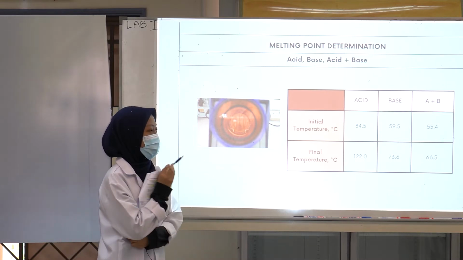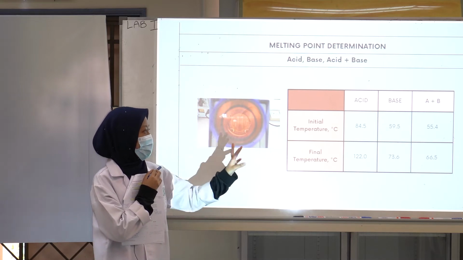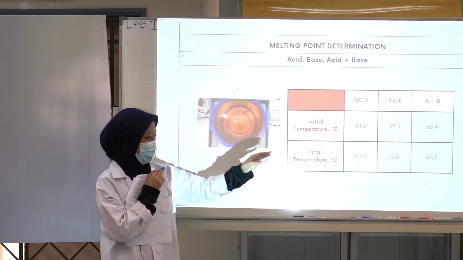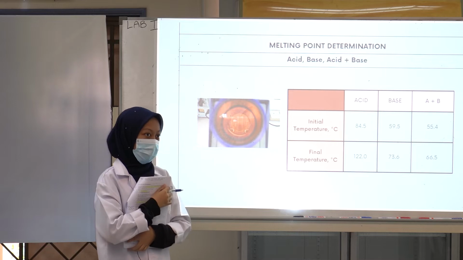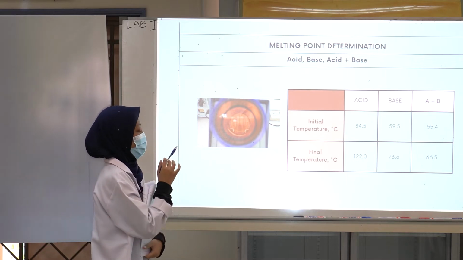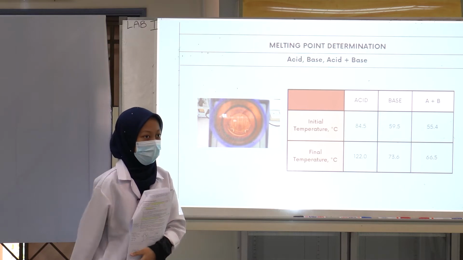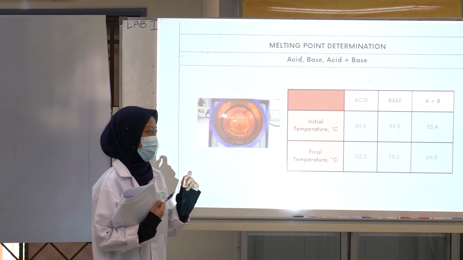So here we can see that when we combine acid plus base, the melting point is lower. It is because it is not pure. It is an impure substance, so it will start to melt faster.